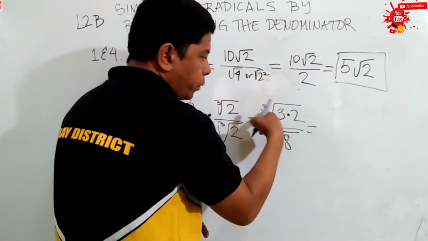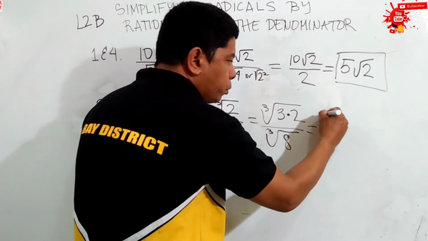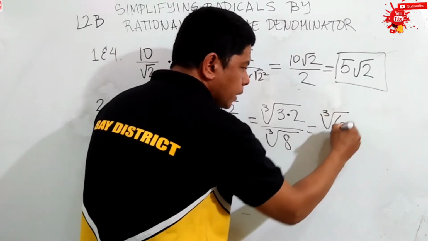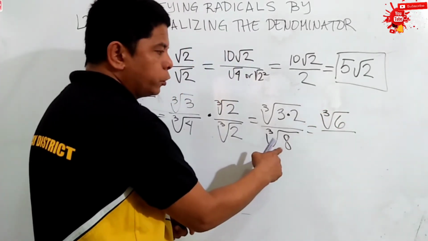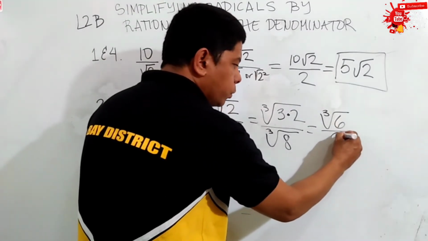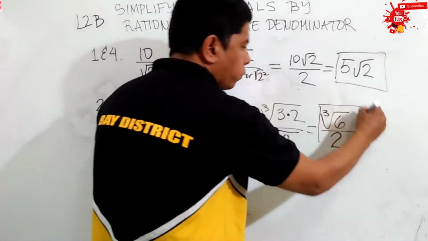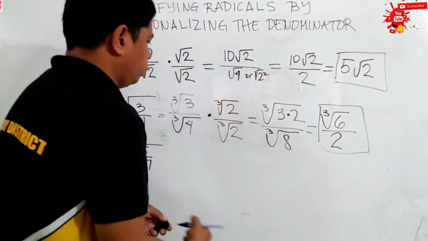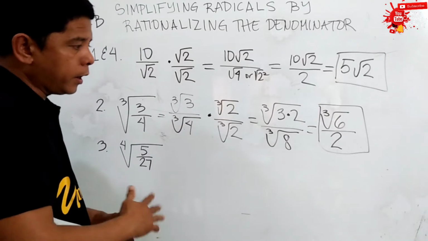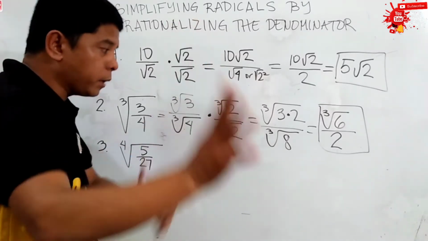Then we have 3 times 2. So we have cube root of 6 over, what is the cube root of 8? That is equal to 2. Okay? So that is the answer for number 2.